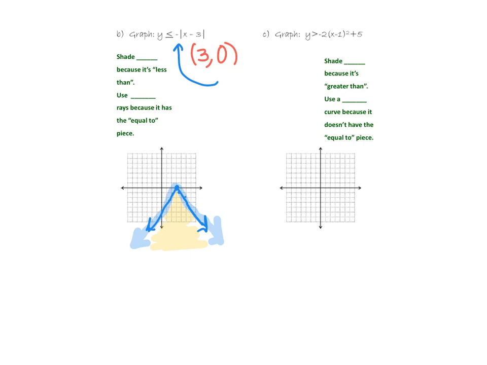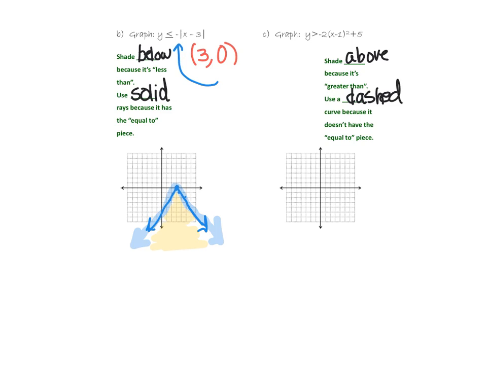Okay, let's take a look at the next one. Here, y is greater than negative 2 times (x minus 1) squared plus 5. I went back and put in the notes, I know I said it in the video, but I didn't write it down: for B, shade below and use a solid line. When we look at C, where are we going to shade? Looks like we're going to shade above, and because it's greater than, I'm going to use a dashed line.